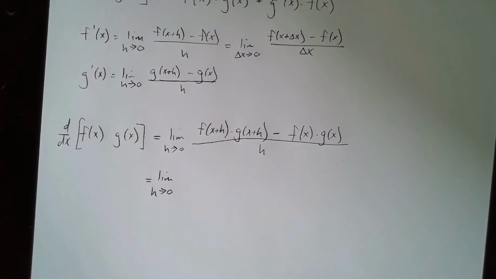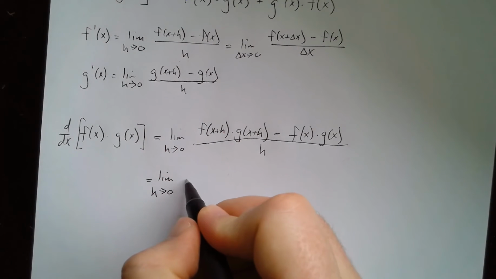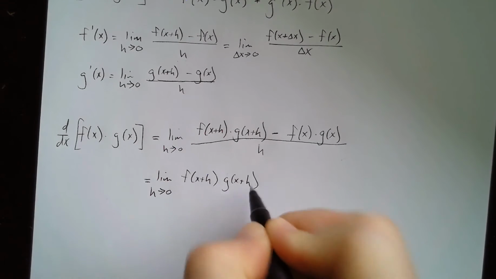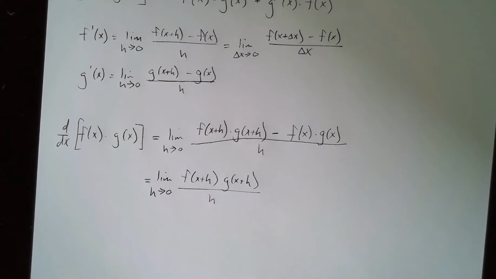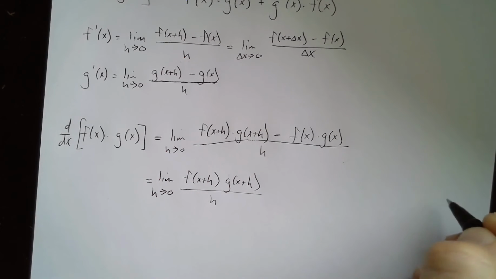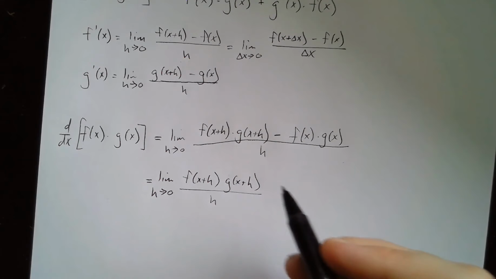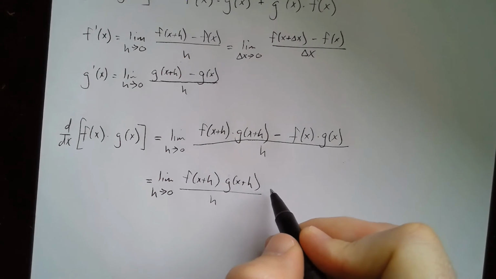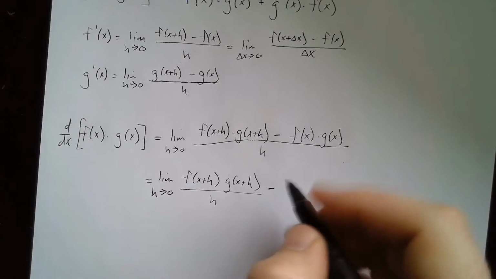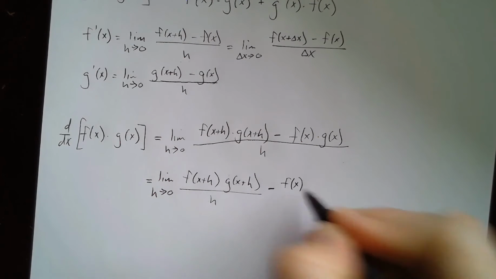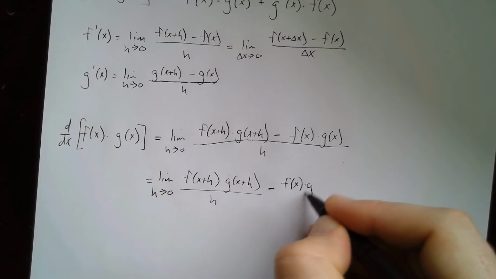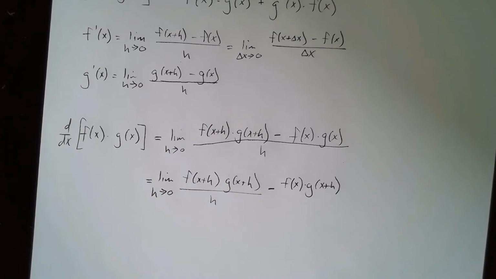Well, in this case, the thing I'm going to do is I'm going to go ahead and leave this f of x plus h and g of x plus h alone. I'm going to leave it dividing by h. I'm also going to go ahead and move this f of x times g of x all the way over here. I'm going to wait to write that down, though, so that I make sure I have enough room. I'm going to start by subtracting from this an f of x times a g of x plus h.